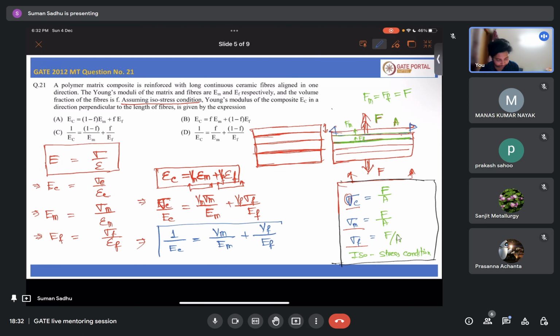So this will be your expression, but only the volume fraction of the fiber is given. So Vf is f. What will be the Vm? Vm will be 1 minus f. The total fraction is 1, so Vm will be 1 minus f. So the expression will be 1 by Ec is equal to (1 minus f) by Em plus f by Ef, right? Got it? Any doubt? Clear, sir. Okay, everyone understood, right?